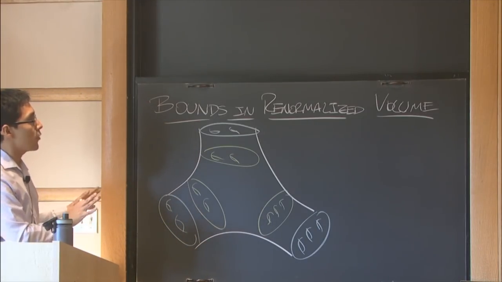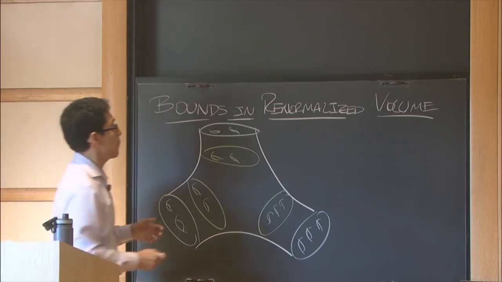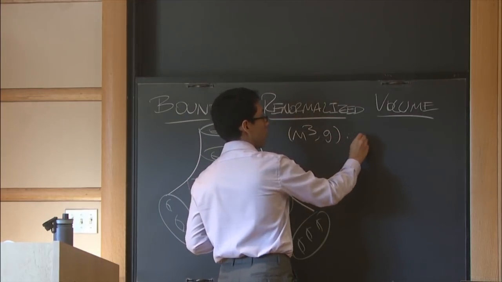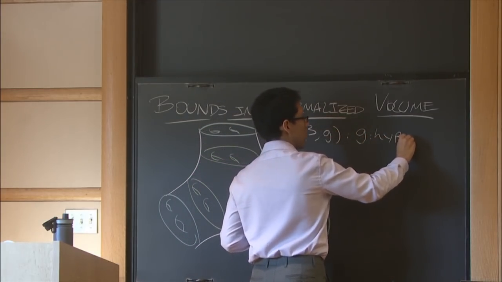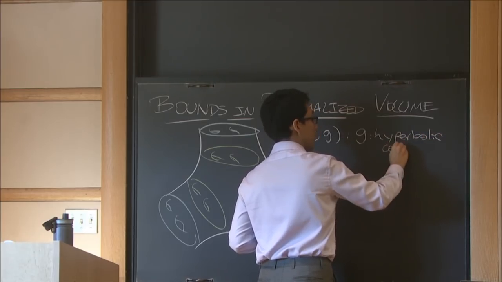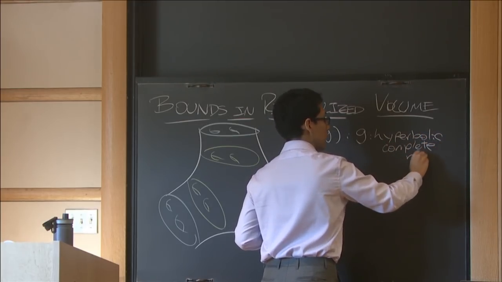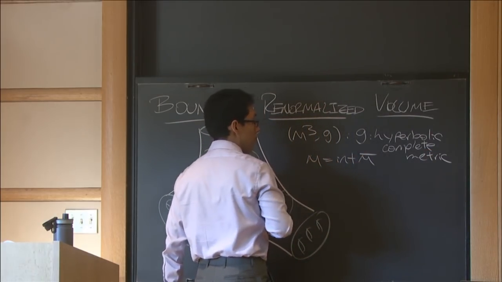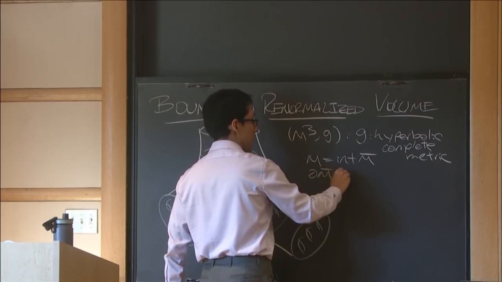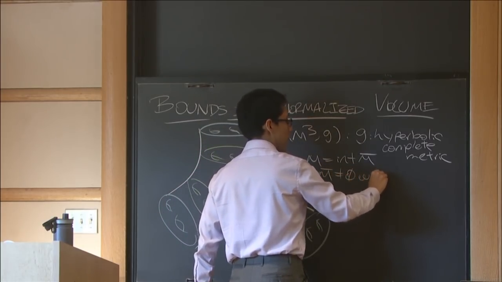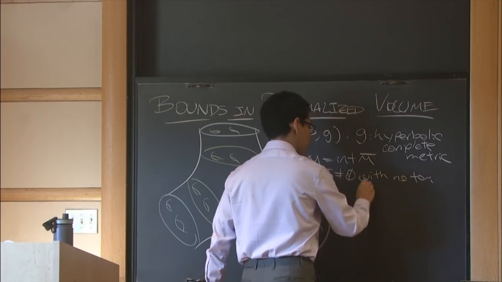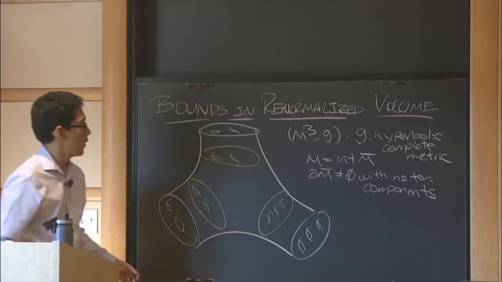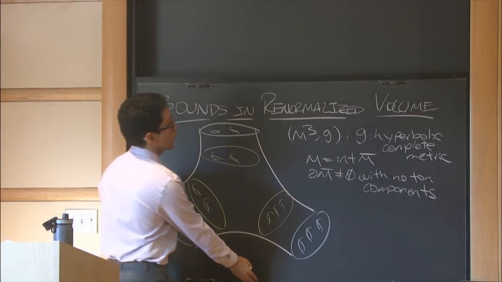Just to be clear, while you can do this in a lot of general setups, I will be thinking of three-dimensional Riemannian manifolds, where g is going to be a hyperbolic complete metric, and M is going to be the interior of a compact manifold such that the boundary is not empty with no torus components. So it's going to be the usual setup in which I'm going to be working.